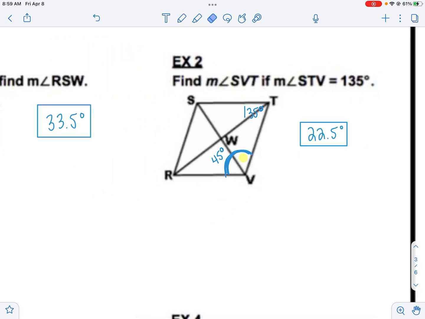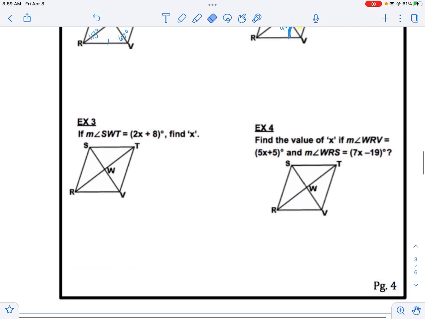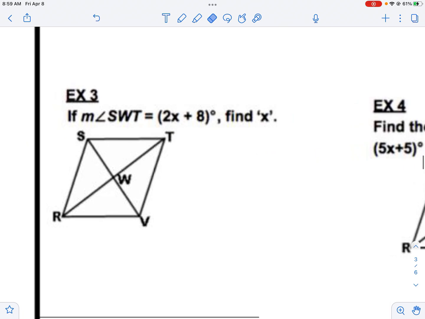And that's how the rhombus works. That's how those angles work within a rhombus. So taking a look, if the measure of angle SWT is 2x plus 8, find x. Well, we said all these angles in the middle of the rhombus are 90, so if SWT is 2x plus 8, then 2x plus 8 would equal 90, and then I'm just going to solve for x.